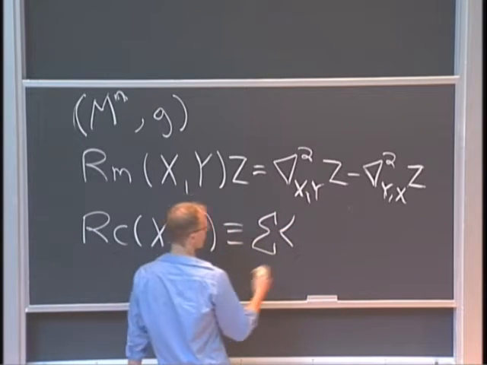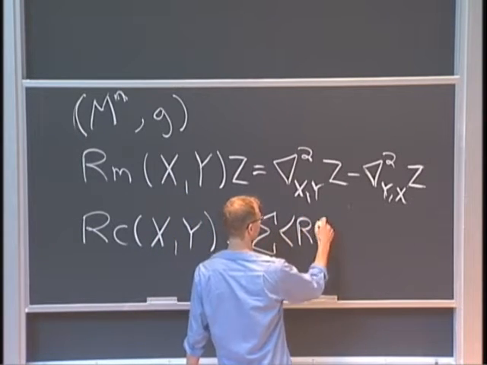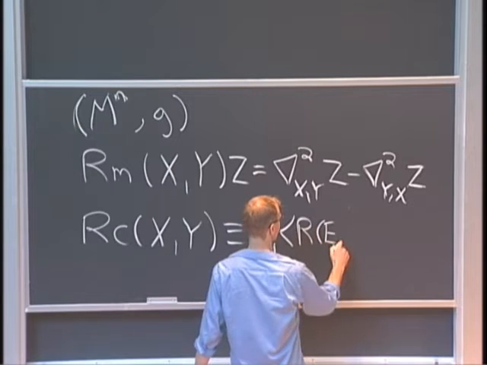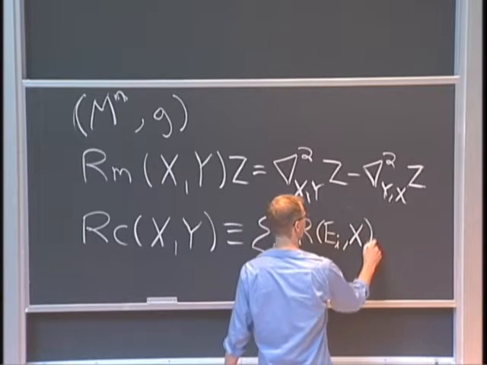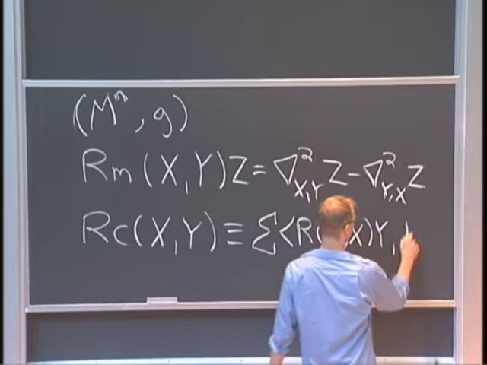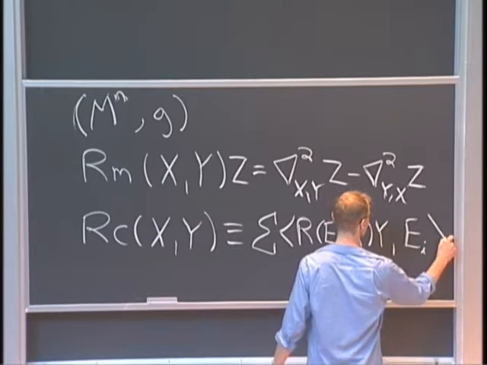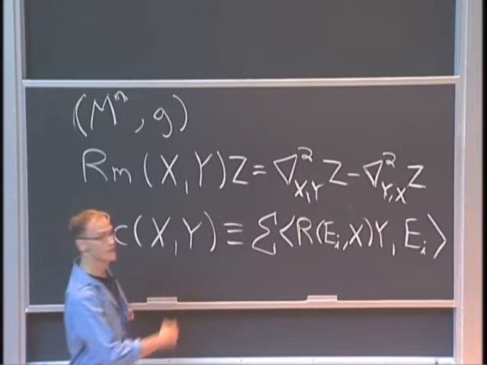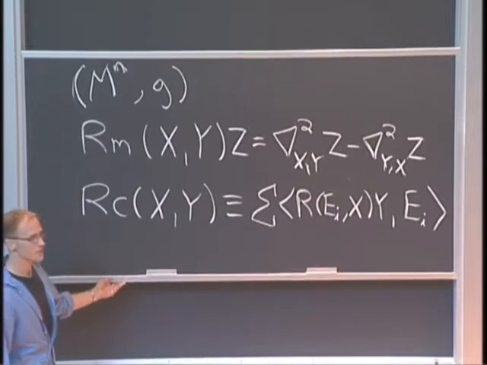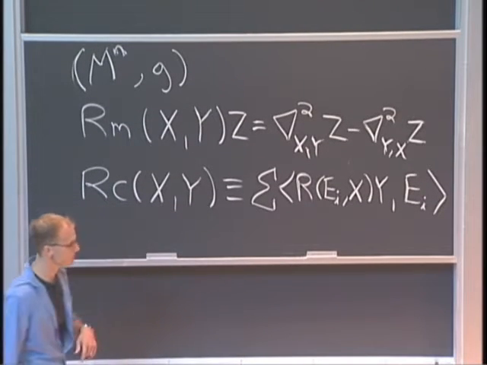What do we do? We take some orthonormal basis, e_i, at some point, and we sum. So this is to say we trace the curvature. The trace of the curvature is the Ricci.